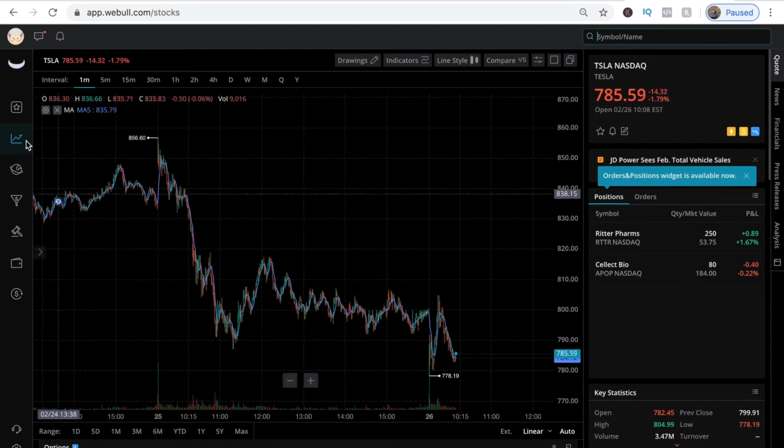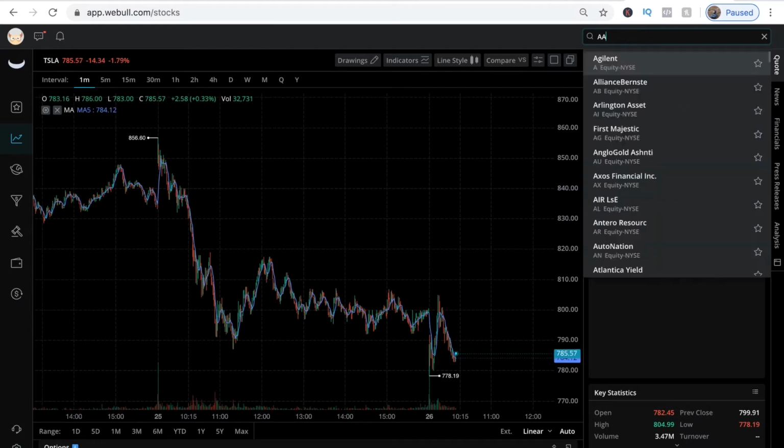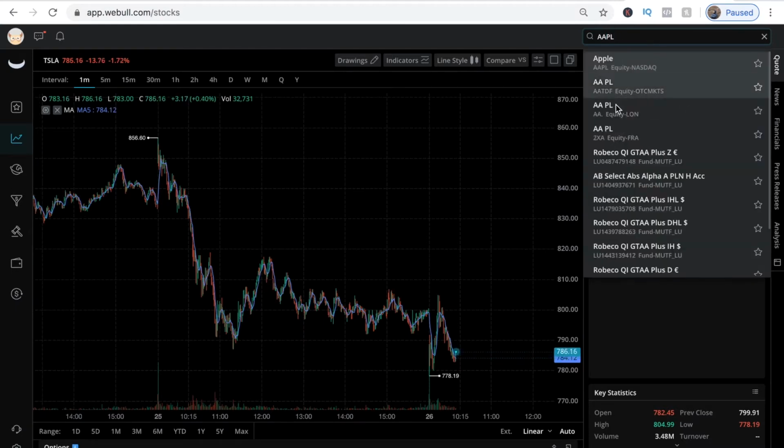But what you can do is go to the stock section, and right off the bat you can go up to the typing a symbol. So for example, you can type in AAPL, that's going to be Apple. Pull down whatever stock you want to trade. You can create your own watch list, things like that. This video though, we're going to be talking about options.